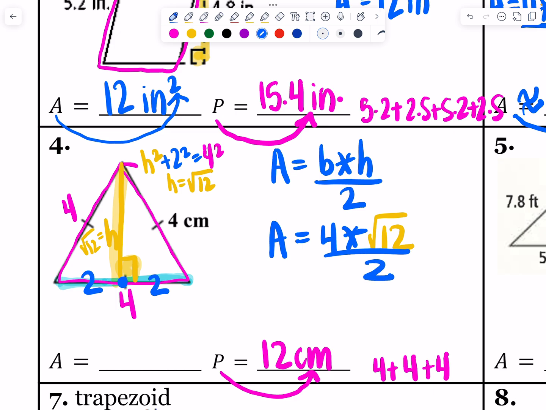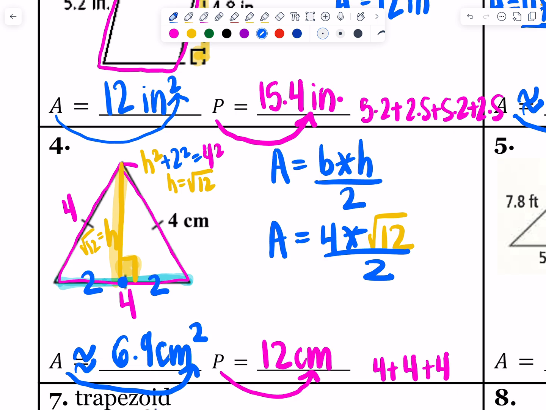Now, y'all, you do not have to simplify that radical because your calculator is going to do this math for you. 4 times the square root of 12, and then I'm going to divide that by 2. I'm not going to round until the very, very end. So what is that going to give me? That is going to give me approximately, we're going to round it to the nearest tenth, they say, 6.9 centimeters. Area is going to be squared, so 6.9 centimeters squared.